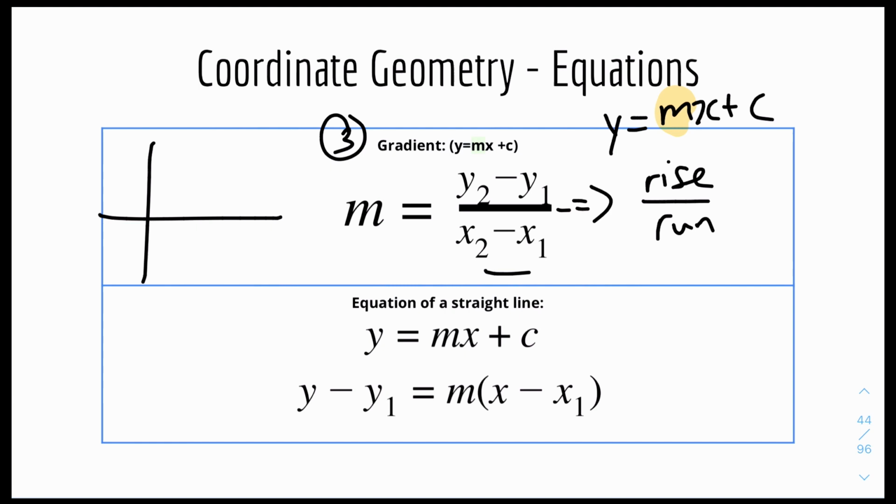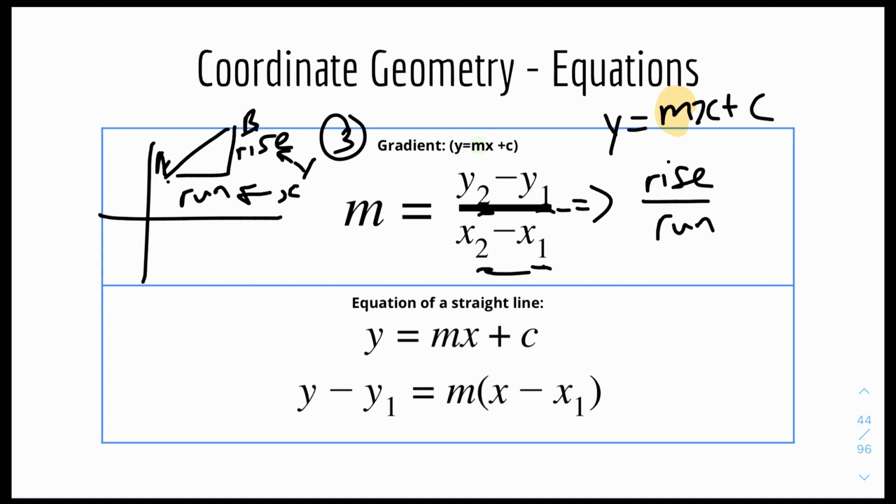Because in a graph right here, let's say A and B, the gradient is basically the rise over run. This rise value is basically y, and this run value is basically x. So it's y2 minus y1 over x2 minus x1. You can of course do y1 minus y2 and x1 minus x2, but make sure to write the x and y values in the same order. So if you put 2 first, then you have to do 2 first.